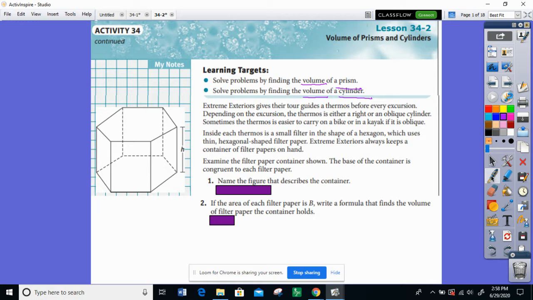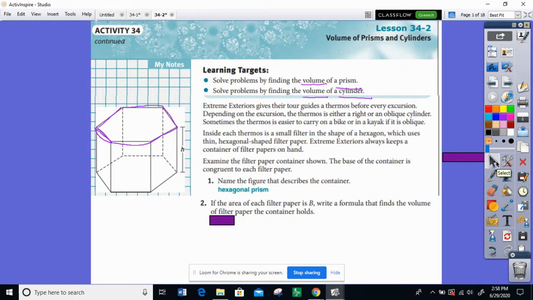Examine the filter paper container shown. The base of the container is congruent to each filter paper. So we're first going to name the figure that describes this container, and that's going to be a hexagonal prism. It's a prism because the lateral faces are all rectangles, and it's hexagonal because it has a hexagonal base, a polygon with 1, 2, 3, 4, 5, 6 sides.